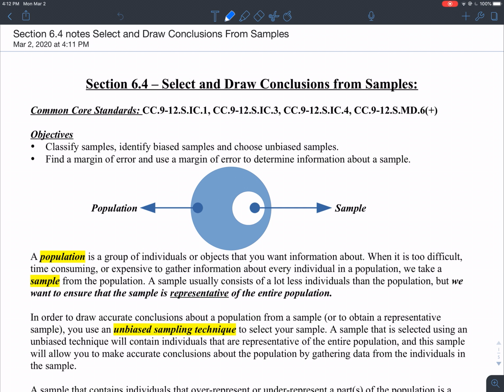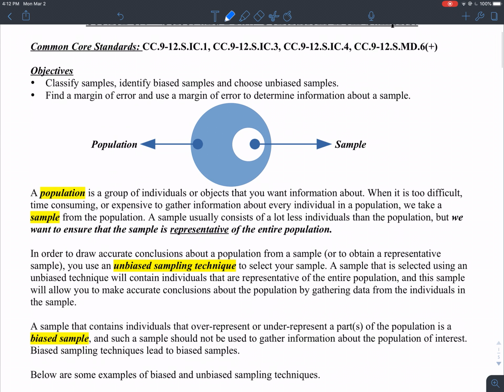Okay? So, section 6.4 is about selecting and drawing conclusions from samples. So, how do I sample first to make sure that when I draw conclusions, they're valid? That my conclusions are valid based on a valid sample and an unbiased sample.